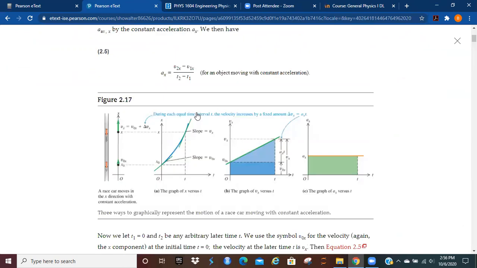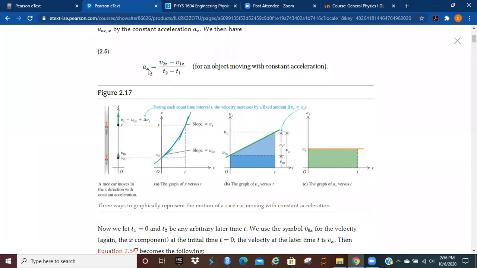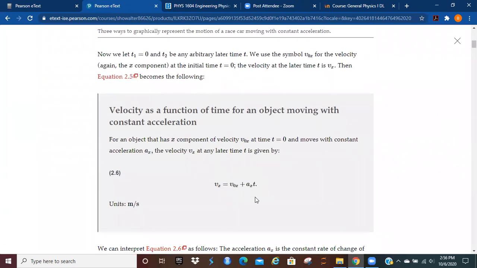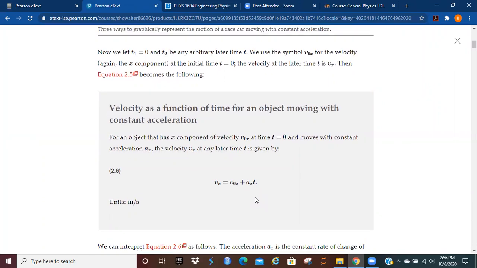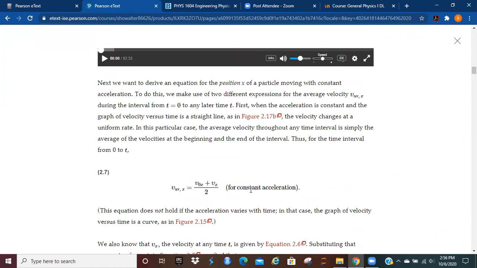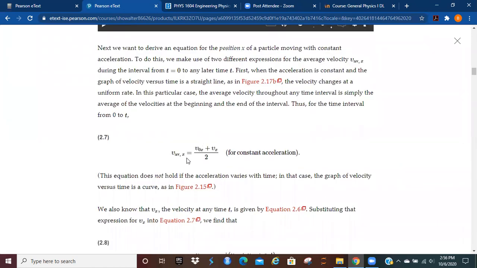And if you change this around, if you say this is equal to 0, then you can easily see how this equation can be changed to look like this. We've got some problems here that you can work through. For the average velocity in the x direction, it's going to be the average of the starting and the ending velocity divided by 2.